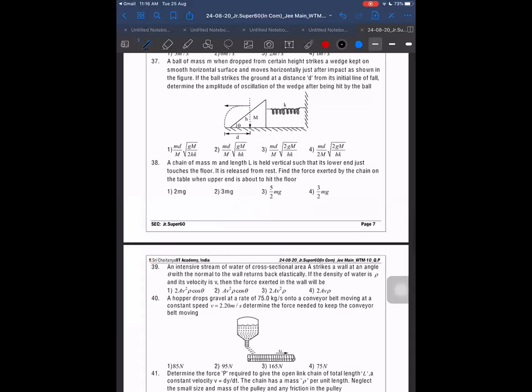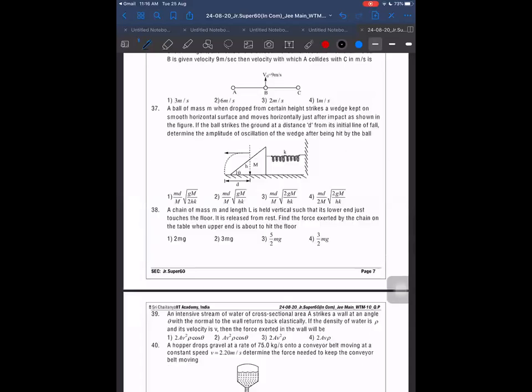37. A ball of mass m is dropped from a certain height and strikes a wedge kept on a smooth horizontal surface and moves horizontally just after the impact as shown in the figure. If the ball strikes the ground at a distance d from the initial line of the fall, determine the amplitude of oscillation of the wedge after being hit by the ball.